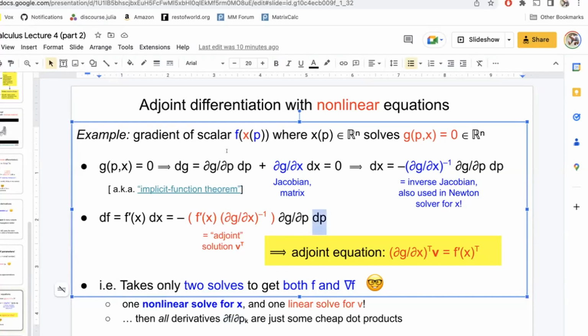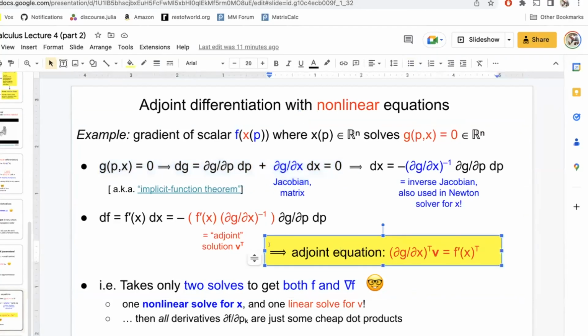So this formula where you linearize the nonlinear equations is also called the implicit function theorem. And this is all the rage now. You have what's called a bi-level optimization problem, or problems with optimizing problems with implicit equations, and it's really, really powerful to be able to do this.